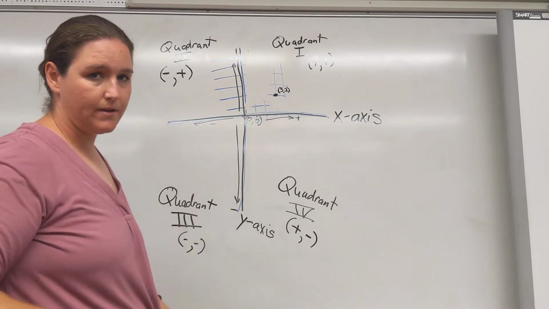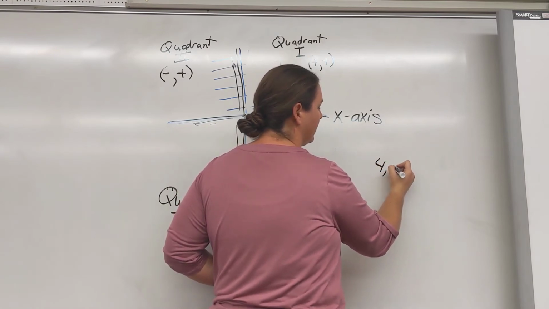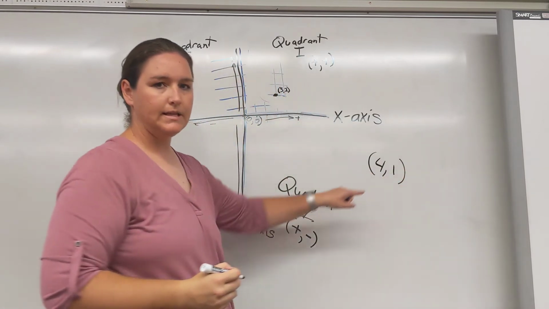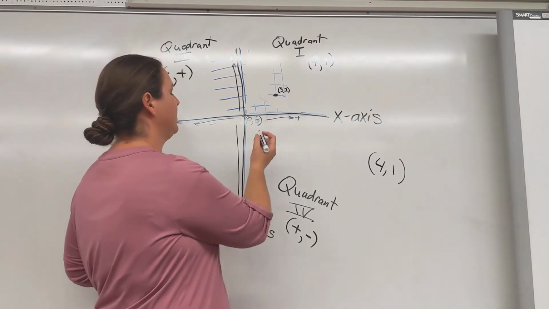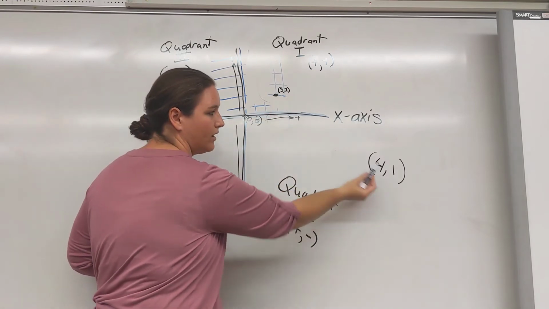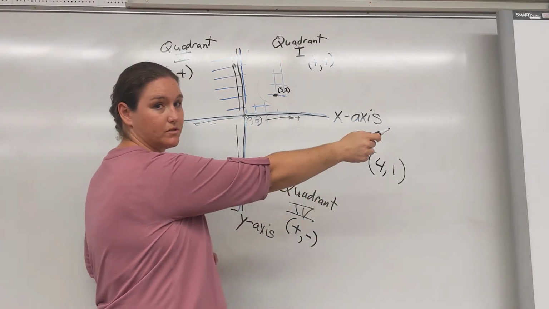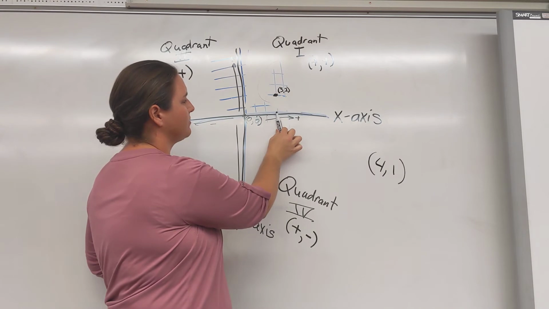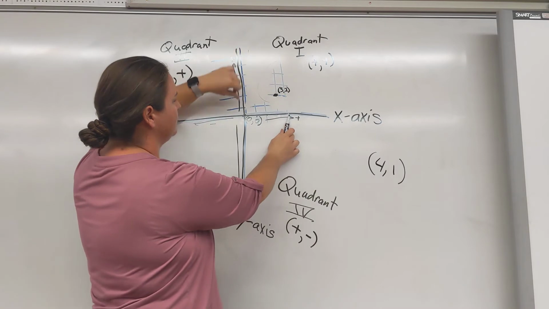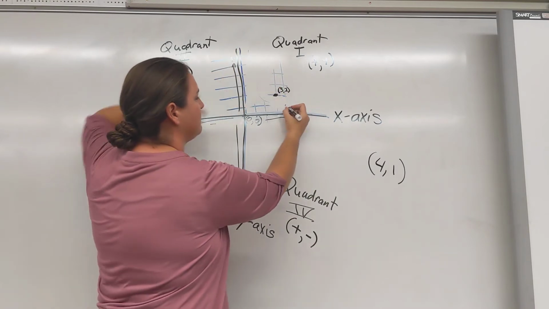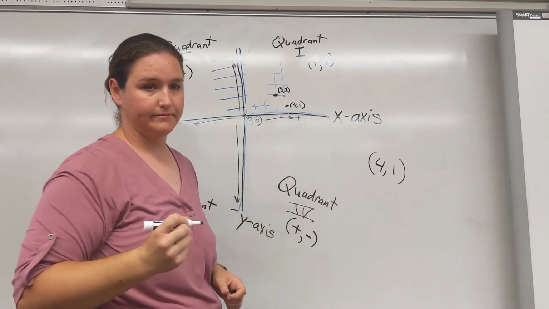Okay, now let's try a few points here. Let's try 4, 1. Let's plot this point. Okay, 4 tells us that on the x-axis you're going to go a positive 4, so that's to the right. 1, 2, 3, 4. And then on the y-axis, you're going to go up 1. Where they meet here is our point 4, 1.